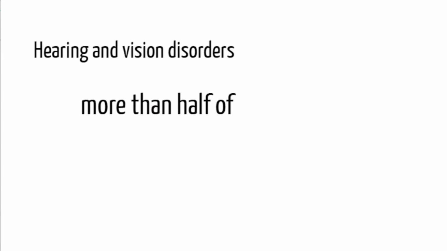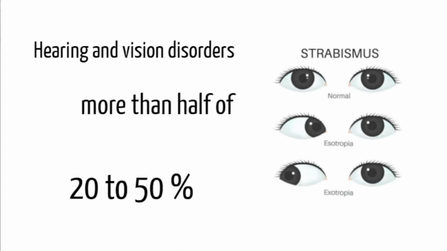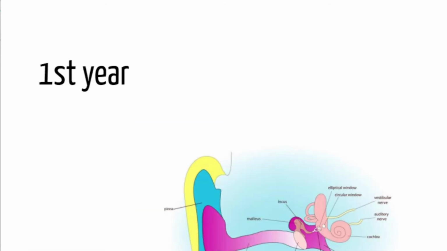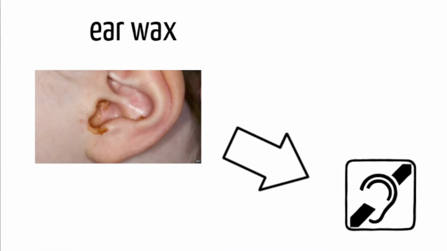Senses. Hearing and vision disorders occur in more than half of people with Down syndrome. Between 20 and 50% have strabismus, in which the 2 eyes do not move together. They also suffer from cataracts, which is cloudiness of the lens of the eye. Ear infections often begin in the first year of life and are partly due to poor eustachian tube function. Excessive earwax can also cause hearing loss due to obstruction of the outer ear canal.